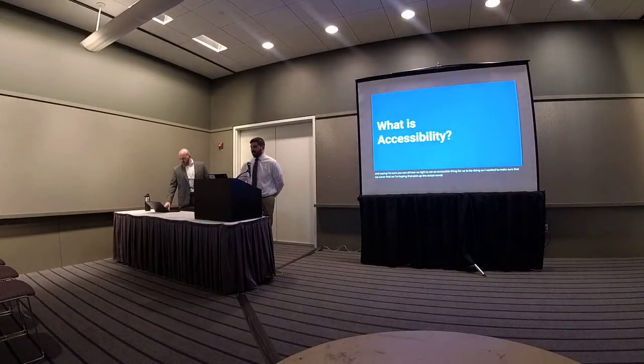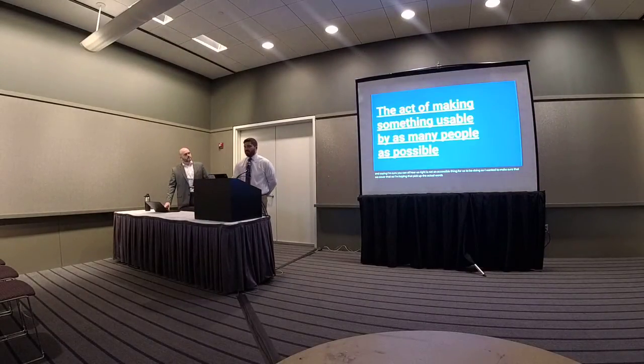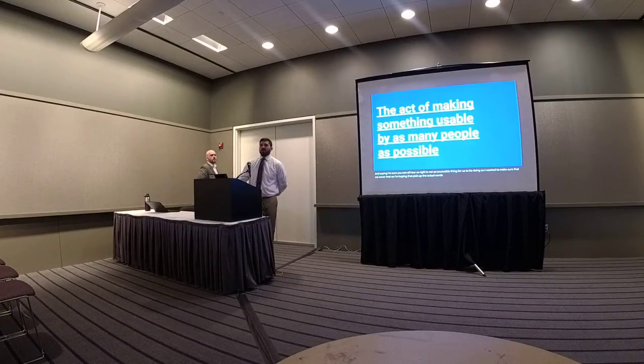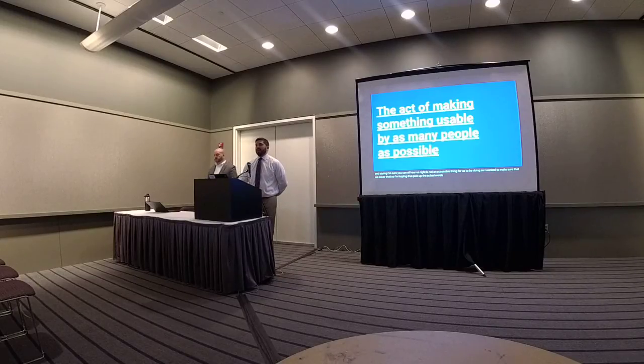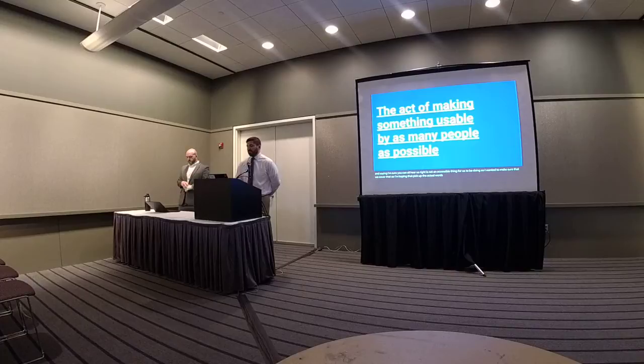So, what is accessibility? By definition, accessibility is the act of making something usable by as many people as possible. What accessibility might look like to you is having handicap ramps, elevators, and ADA compliant buildings. But as we move forward with technology and go one-to-one, we need to focus on technology accessibility. So we have the microphone, we have the closed captioning.